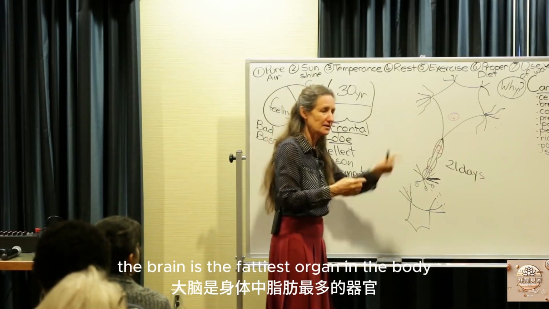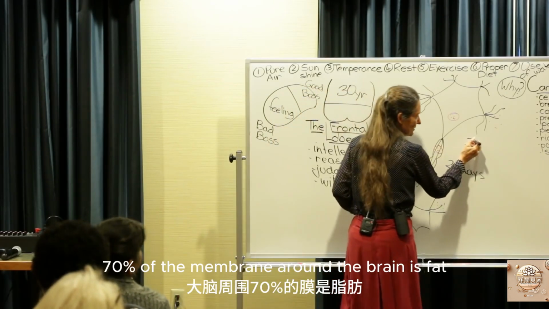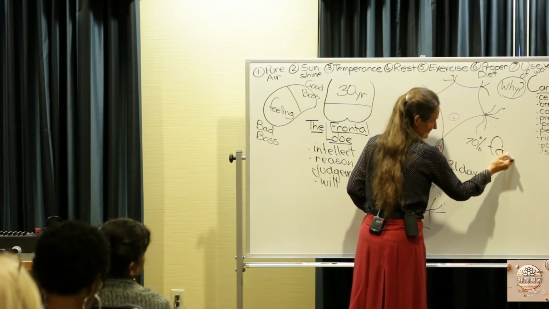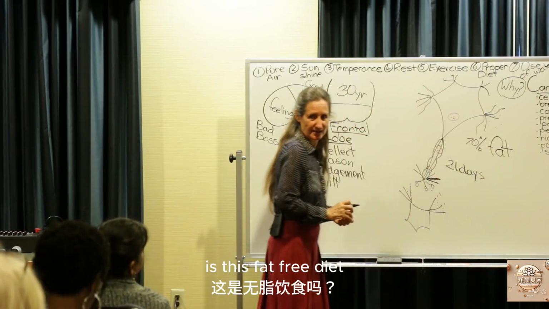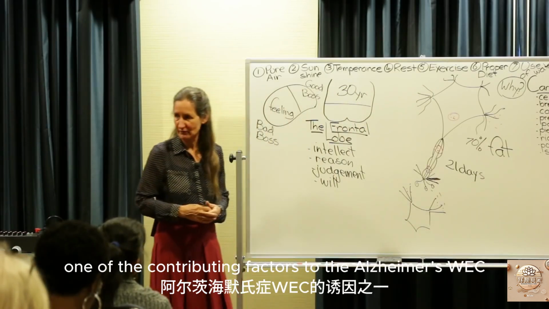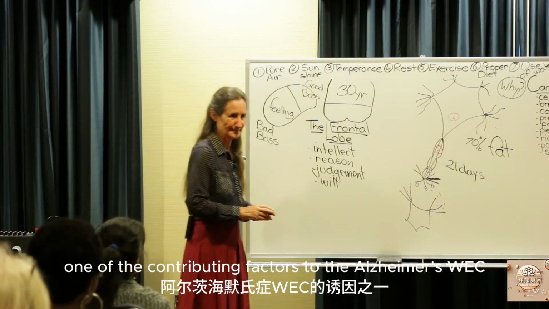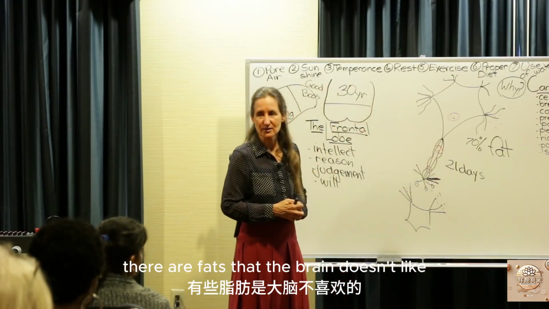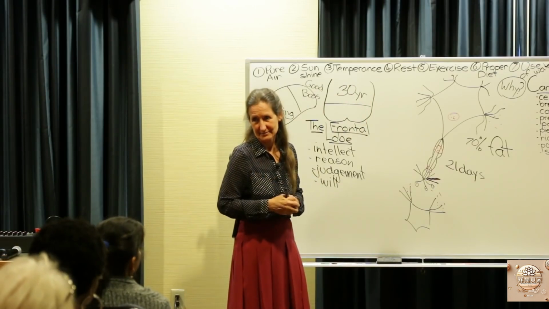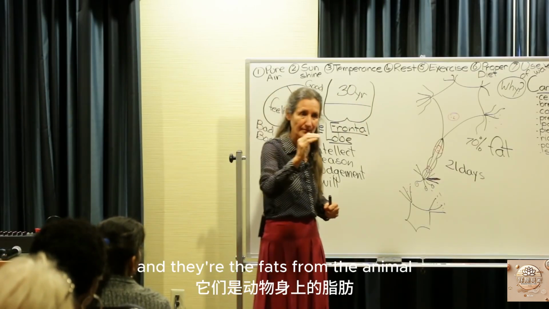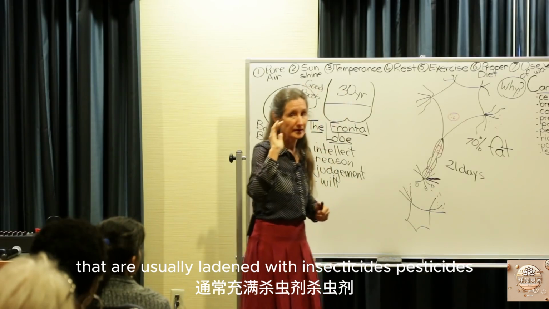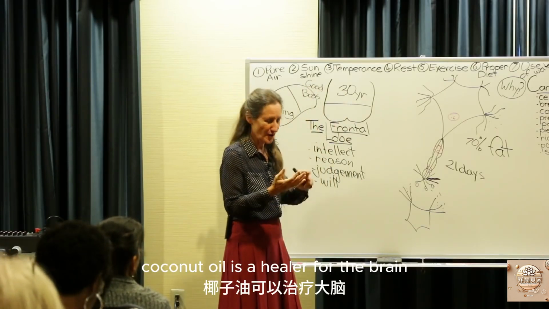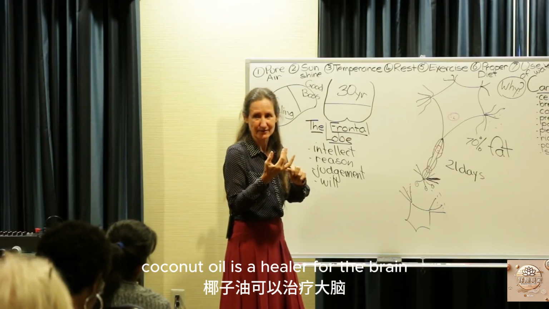The brain is the fattiest organ in the body. 70% of the membrane around the brain is fat. Is this fat-free diet one of the contributing factors to the Alzheimer's we're seeing? There are fats that the brain doesn't like, and they're the altered fats. And they're the fats from the animal that are usually laden with insecticides, pesticides, antibiotics. Coconut oil is a healer for the brain.